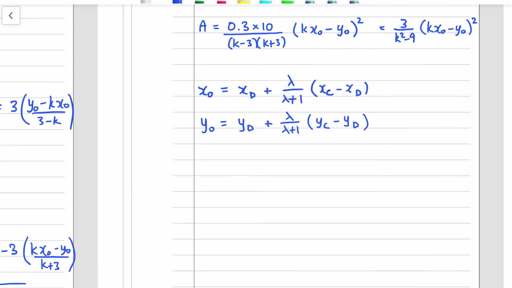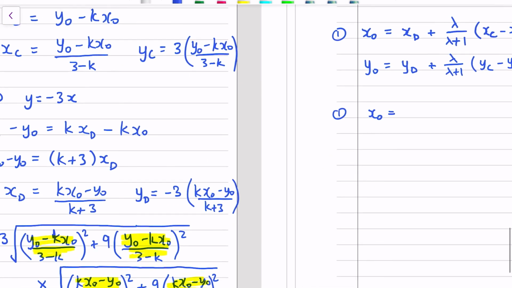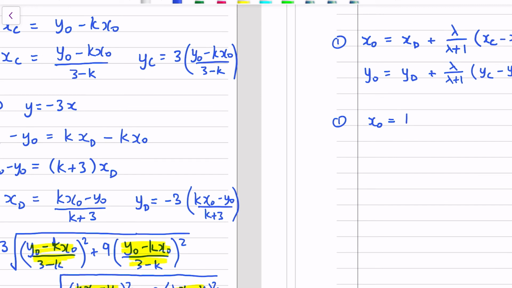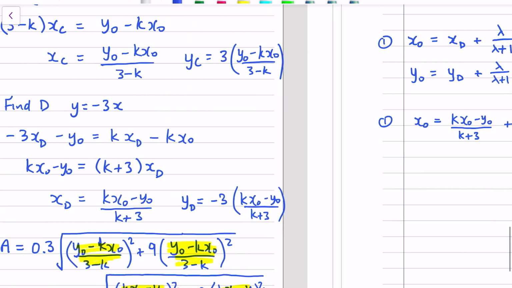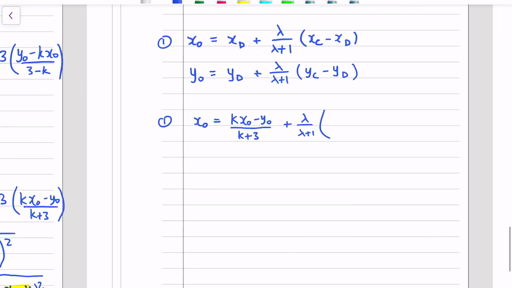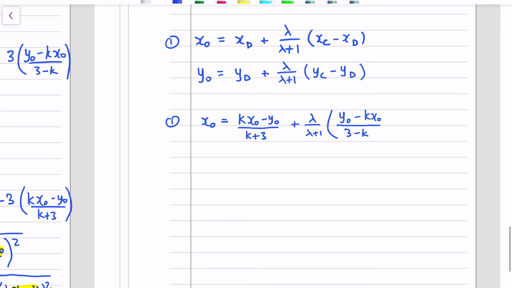Okay, so x0, using the first one, is xd, which is (kx0 minus y0) over (k plus 3), plus lambda over lambda plus 1 times xc, which is (y0 minus kx0) over (3 minus k), minus xd again.